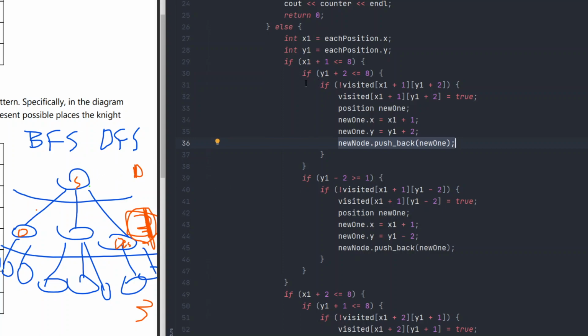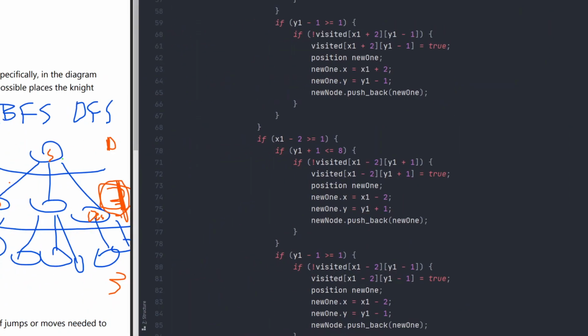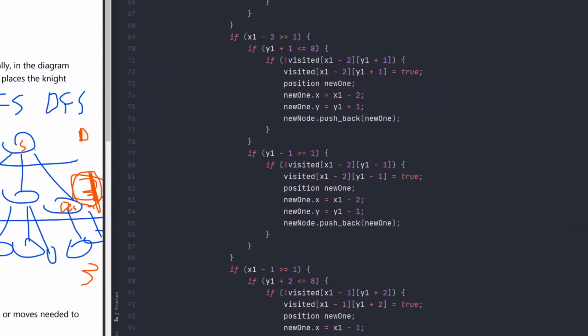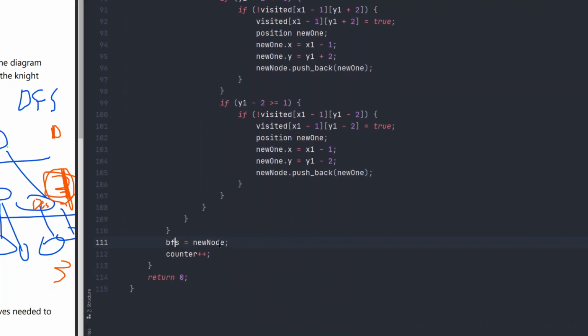So I'm going to repeat the same process 8 times, which represents the 8 possible moves I can make. So 1, 2, 3, 4, 5, 6, 7, 8. After I repeat 8 times, I'm going to set BFS to new node. It is like me stepping up to a new level, and counter plus plus. It's just me ascending into a new level.